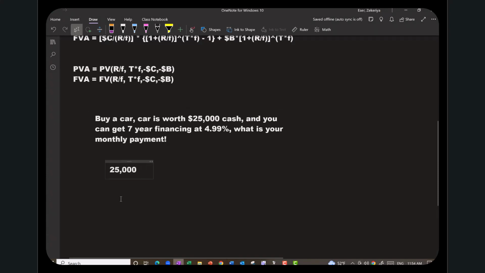25,000 is equal to PV of 4.99% divided by 12, 7 times 12, negative B, and 0. That's the problem we need to solve.